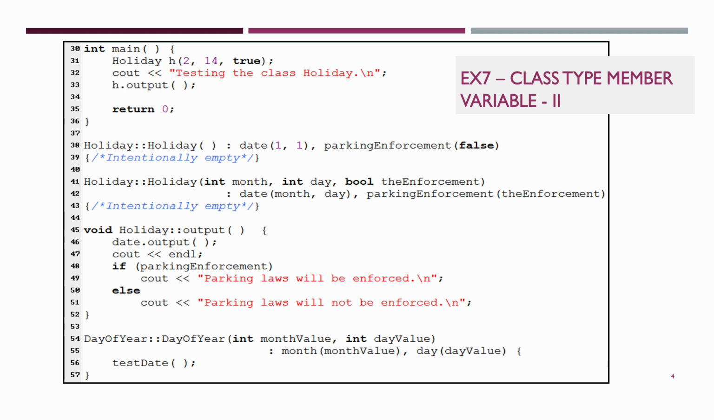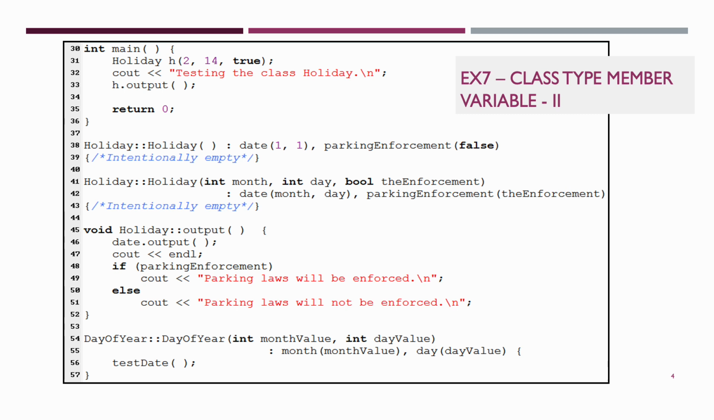Here, on line 48, it's checking whether parking enforcement is active or not. This is a simple if statement that prints whether parking laws are enforced on this holiday. In our case, since we set parking enforcement to true, the output will indicate that parking laws will be enforced. Then the day of year class constructor.